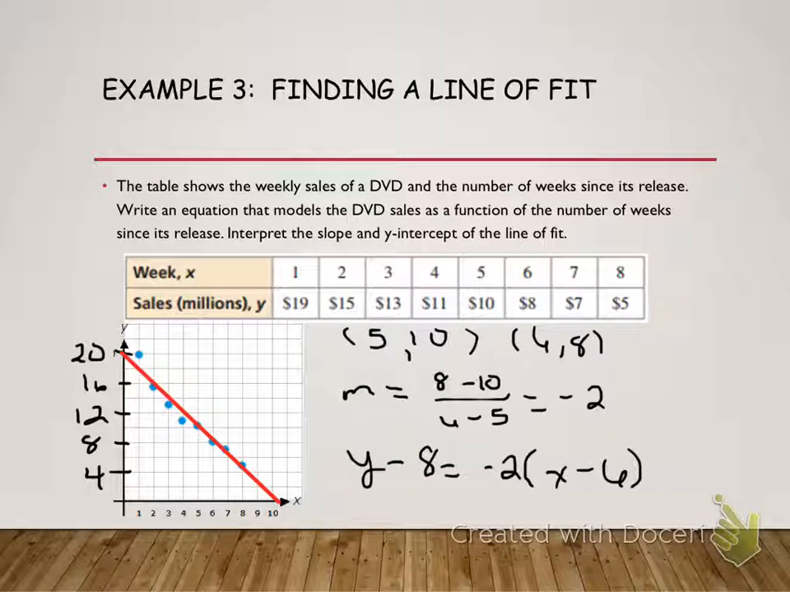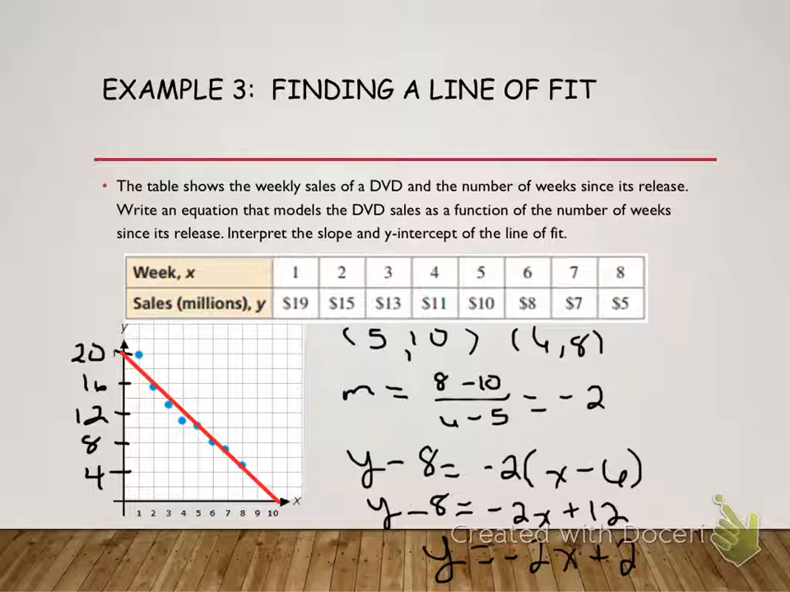So simplifying this, we have y minus 8 equals negative 2x plus 12. Remember, negative times negative gives you a positive. Add 8 to both sides and you end up with y equals negative 2x plus 20. So that's going to be your equation of the line of best fit for this scatter plot.